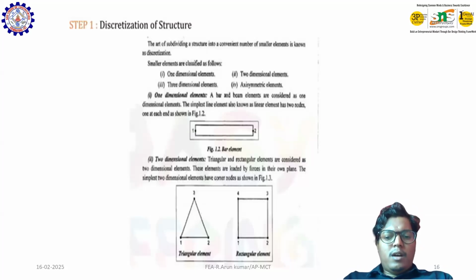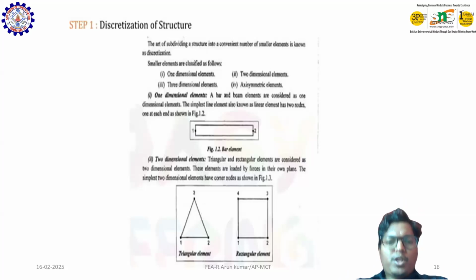Good morning. In this class, we see what the first step of FEA is, that is the discretization of the structure. In the last class we saw the 10 steps we follow for FEA, that is finite element analysis or the finite element method. In this class, we deal only with the specific topic of the discretization of structure.